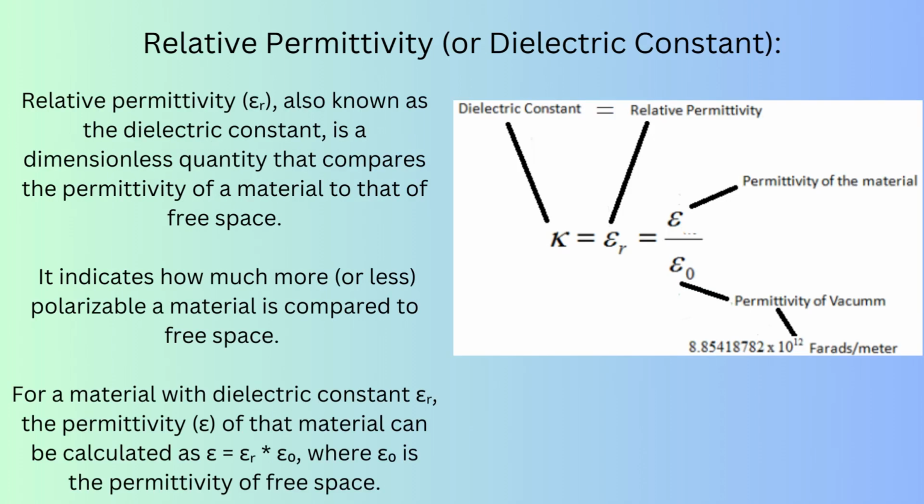Relative permittivity, epsilon r, also known as dielectric constant, is a dimensionless quantity that compares the permittivity of a material to that of free space. It indicates how much more polarizable a material is compared to free space. For a material with dielectric constant epsilon r, the permittivity epsilon of the material can be calculated as epsilon equal to epsilon r times epsilon naught, where epsilon zero is the permittivity of free space.